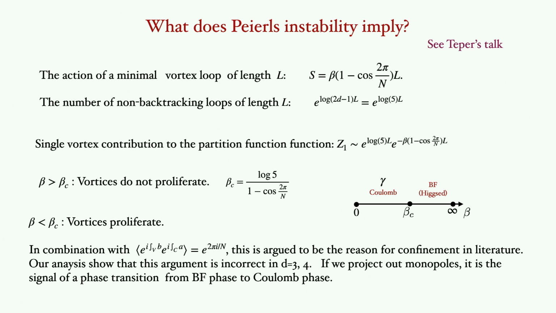And the proliferation of vortices in the lattice literature is often perceived as leading to confinement. But actually, I will prove to you rigorously that this is a signal of a phase transition from a BF phase to a Coulomb phase. These phases, which look very nice, have nothing to do with confinement. It is not sufficient to produce confinement. They are important to go from the Higgs phase to a Coulomb phase.